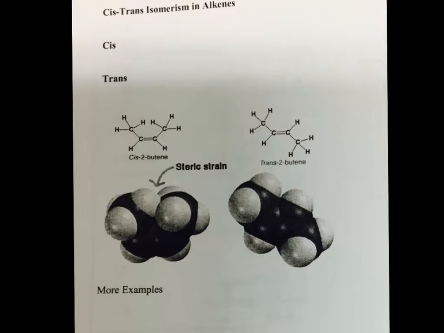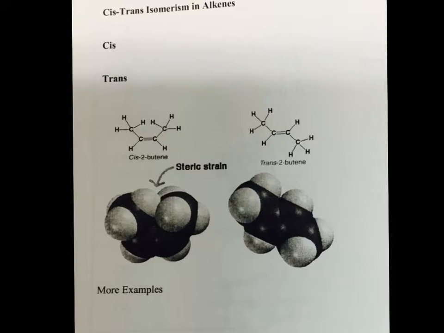Okay, so we left off at naming compounds in organic chemistry. We were naming alkenes and alkynes, and now we're going to move on to cis-trans isomers. Remember, an isomer has the same molecular formula but a different structural formula. Therefore, their physical and chemical properties are going to be different.